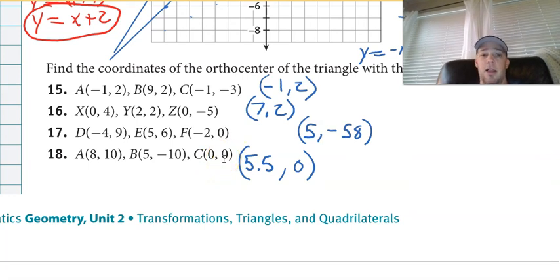All right, well, good luck, because next we're going to be learning about medians, and we're going to be doing the same thing with these. Finding points on medians, writing equations, finding where they intersect. So I will see you for 14-2 over medians and their point of concurrency, the centroid.